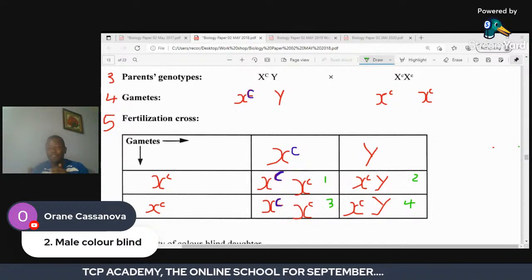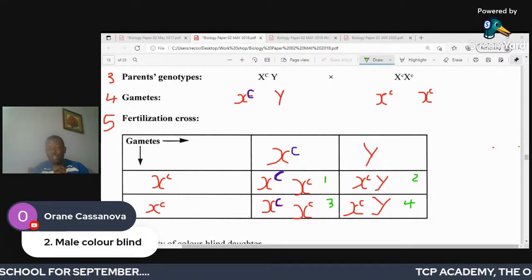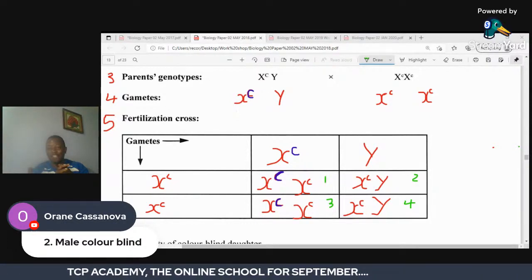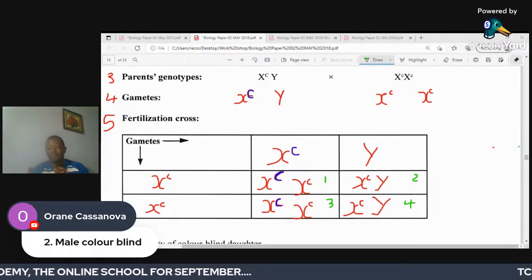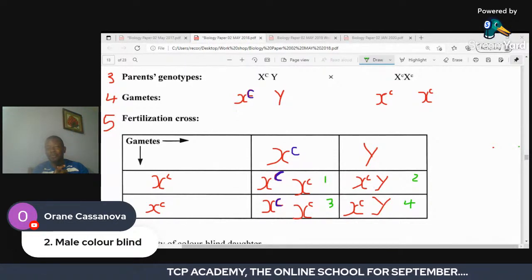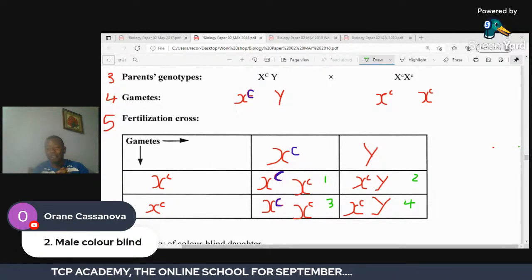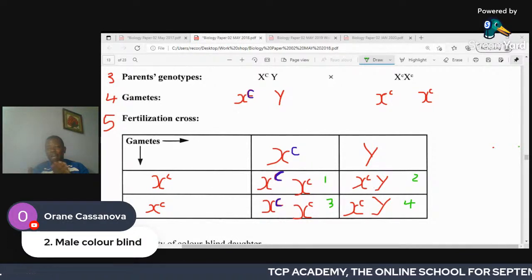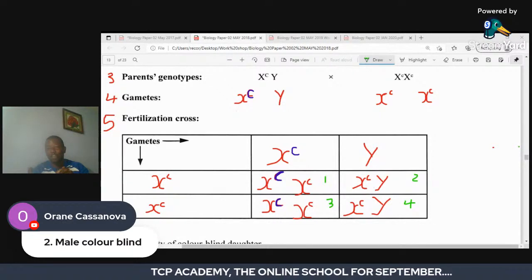So let me push you a little further. What is the probability of this couple having a son or sons that are colorblind? Having a boy that is colorblind. What is the probability of a couple having a boy that is colorblind?